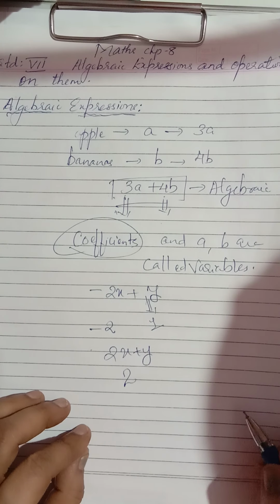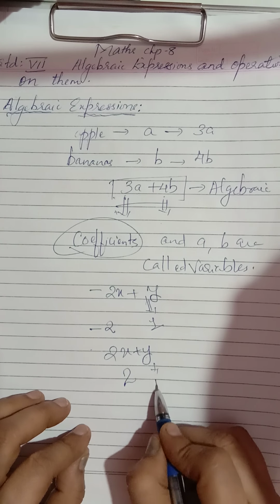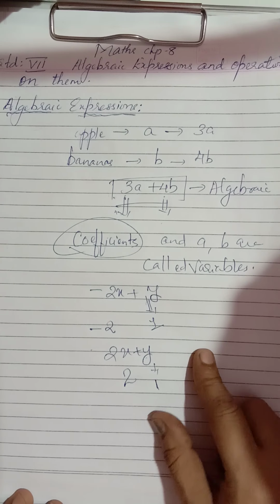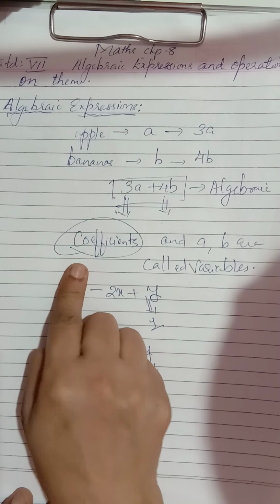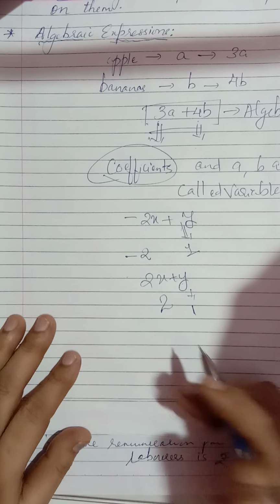So what is the coefficient? 1. Here also, what is the coefficient of y? 1. So the first point, I hope what is meant by algebraic expression, what is coefficient, what is variable is clear to you.